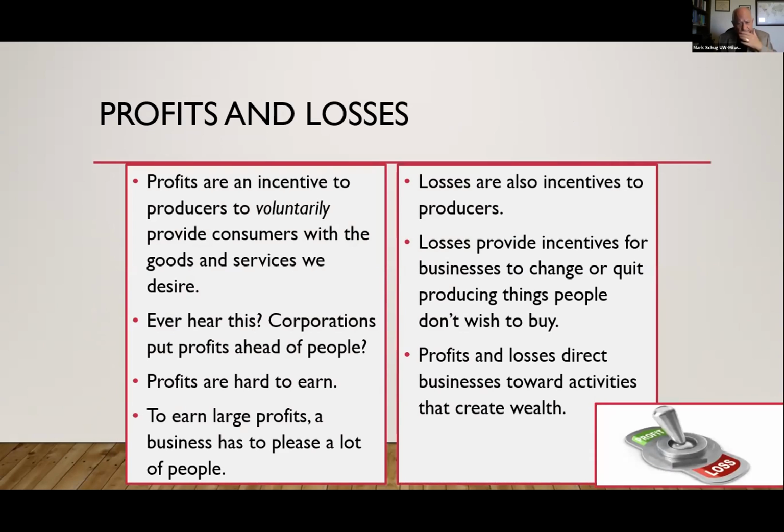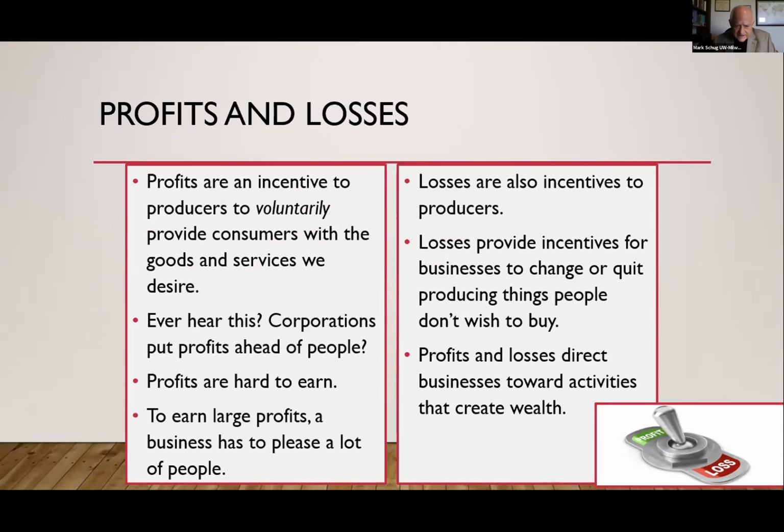Well, I want to just talk about this for a minute. I'm trying to keep a close eye on the time here. Profits are an incentive to producers. People in the private sector, we allow them the opportunity to try to earn profits so that they will voluntarily provide us consumers with the goods and services we want.